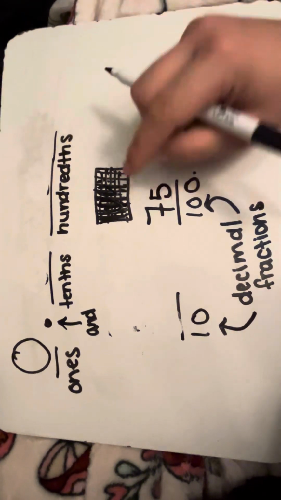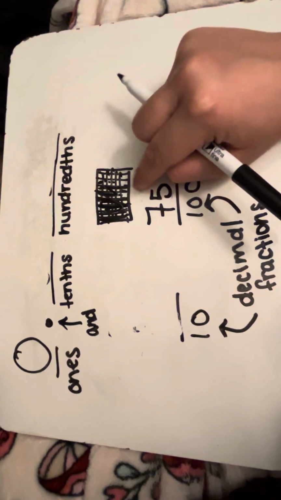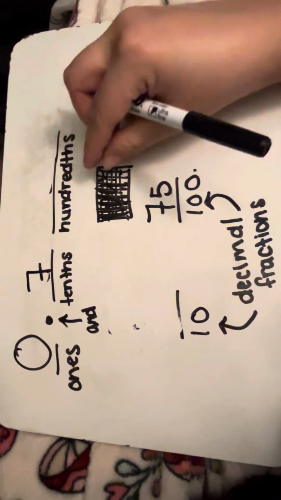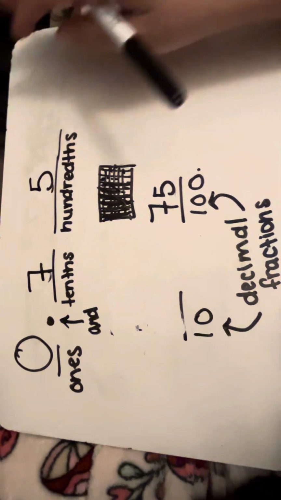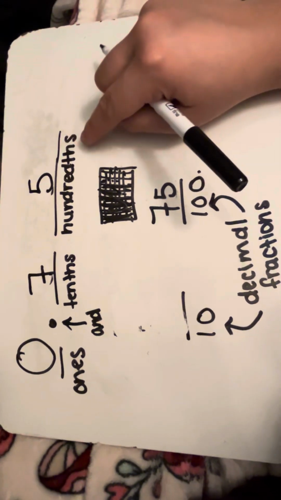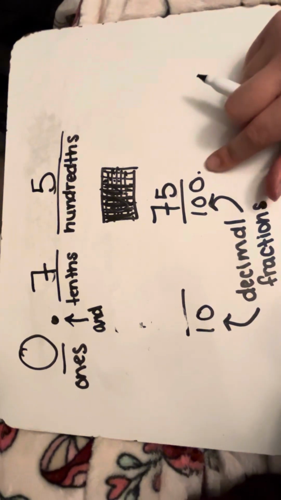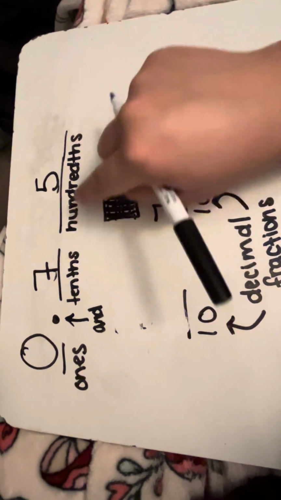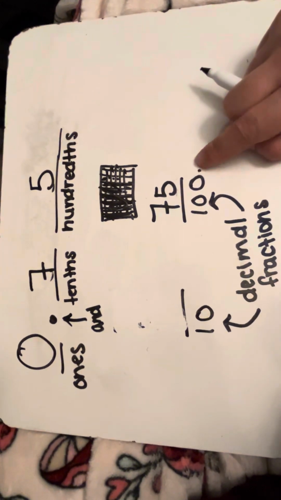So in this situation, you have 7 of the tenths pieces and 5 of the hundredths pieces just by themselves. So you're going to read this fraction or this decimal just like you would read this fraction. So 0 and 75/100, just like you would say that fraction.